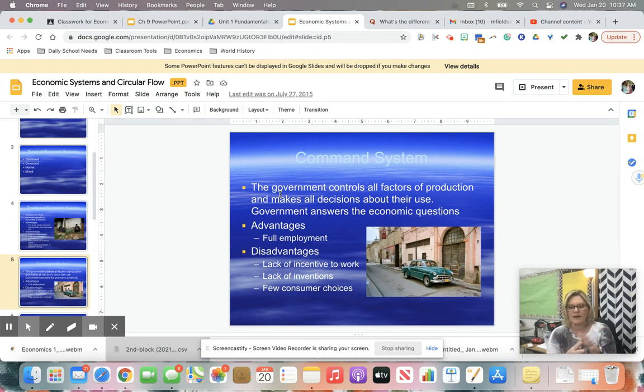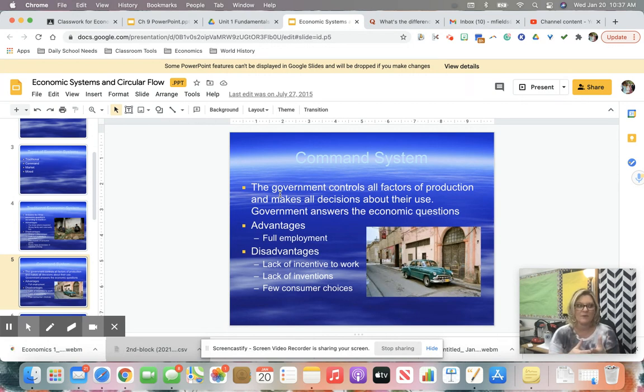Again, let me stop and pause. I'm talking fast. Just like in a traditional economy, there is a lack of inventions because you don't have competitors. You don't have more than one company producing a similar product where they have to compete and continuously innovate to make the product better and better.